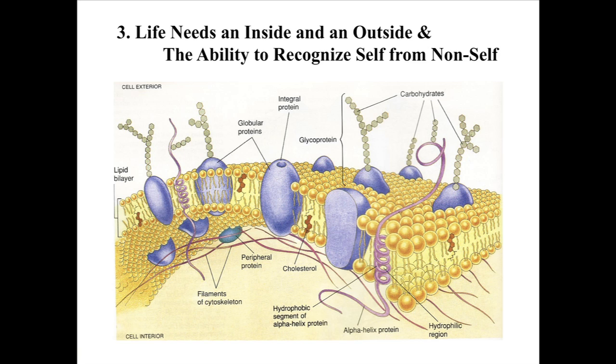So life needs an inside and an outside, and the ability to recognize self from non-self. I can recognize self and cells can stick together. This is good. We have multicellularity. We have division of labor. I can have eye cells that are doing different things than liver cells. So self from non-self is important, and it's facilitated by these membranes and these proteins that can communicate.